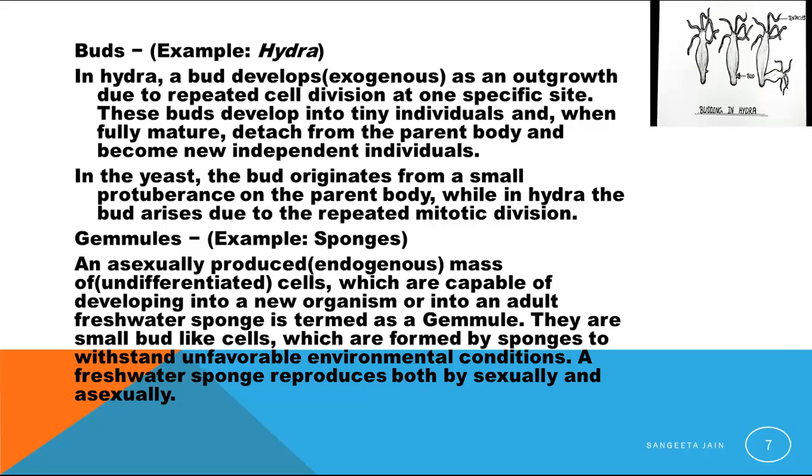Whereas in the case of Hydra, the bud arises from the body surface as an outgrowth. It enlarges and develops tentacles, and by repeated cell division these buds develop into tiny individuals, and when fully mature, detach from the parent body and become new independent individuals.